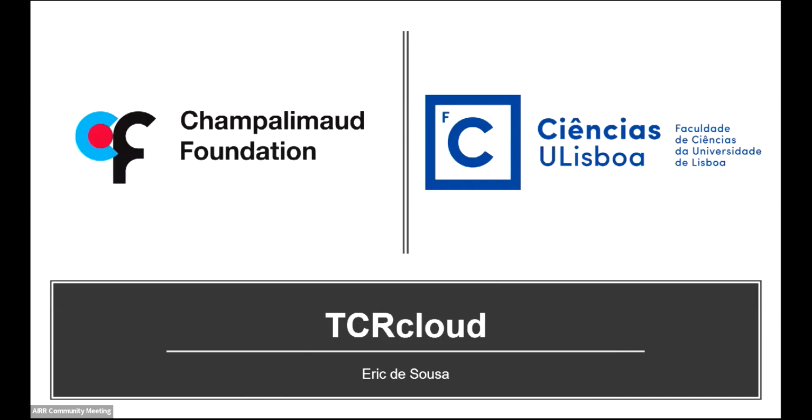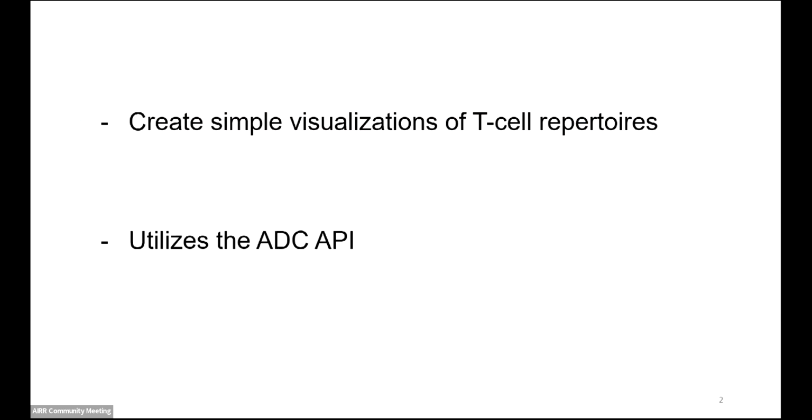I'm going to talk about the tool we've created called TCRcloud. We created this tool because we wanted to create simple visualizations of TCR repertoires, and to be able to trace big clones across different time points. And then we decided, since there was the AIRR community, to use the ADC API, and we use that to validate rearrangements and repertoires before processing them for creating the images.